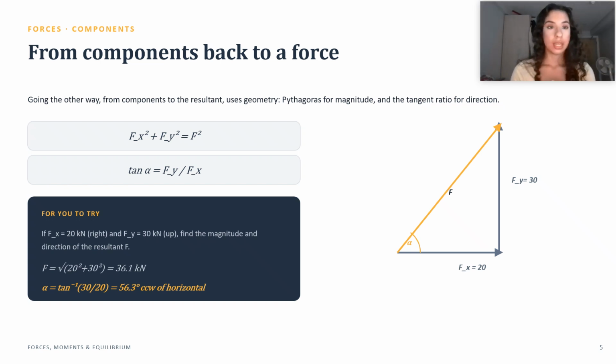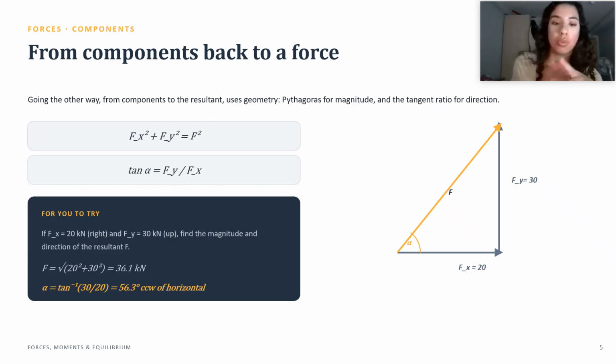We use trigonometry again because we see here there is a right angle triangle. We use Pythagoras' theorem to find the resultant force, that's the magnitude of the force. Fx squared plus Fy squared will give you F squared. F is the diagonal force, by the way. Fx is the horizontal, Fy is the vertical.